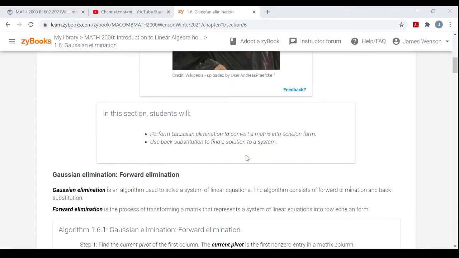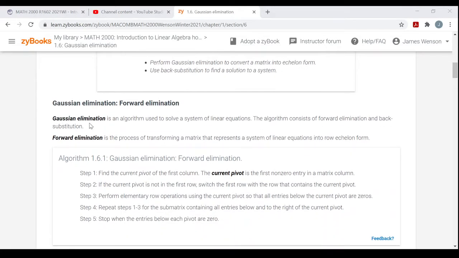So what you're going to be doing here, you're going to be using Gaussian elimination to solve a system of linear equations. So Gaussian elimination is an algorithm used to solve a system of linear equations. The algorithm consists of what's called forward elimination, and then after forward elimination is complete, you do what's called back substitution. Forward elimination is the process of transforming a matrix that represents a system of linear equations into row echelon form.